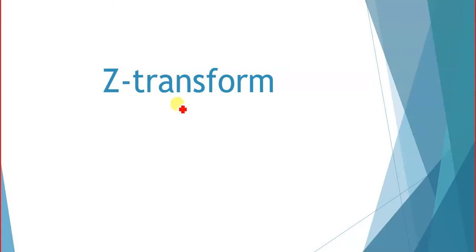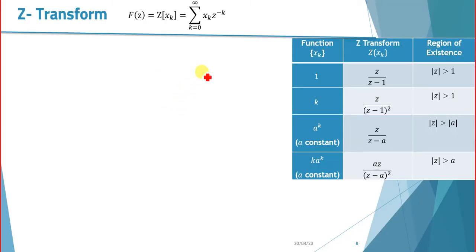Now we are going to discuss the Z transform. As I said, Z transform is applied on a sequence of functions, a discrete point function, and this is how it is defined. Here the sequence x_k, where k varies from 0 to infinity. Here k is the variable. So your sequence will have the terms x0, x1, x2 and so on.